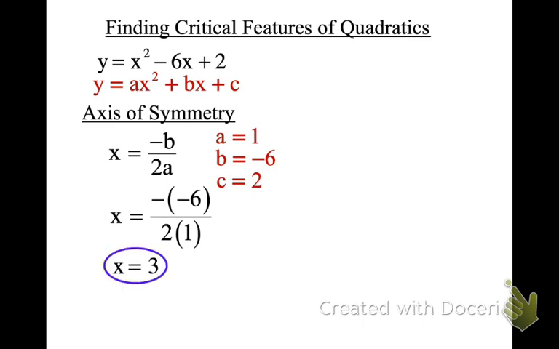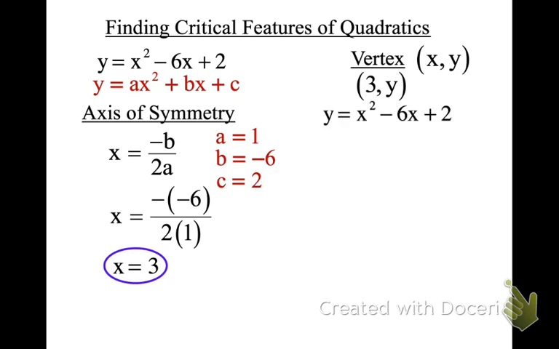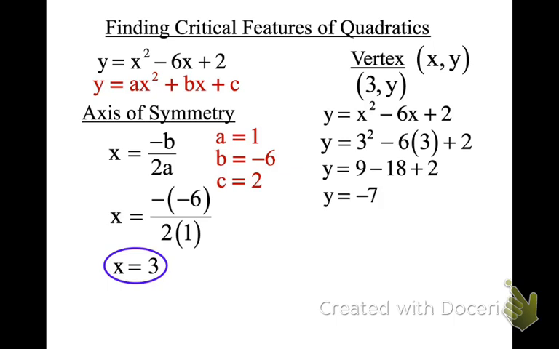Now, I'm going to take that axis of symmetry, and remember, that is the x in our vertex. I'm going to take the original quadratic equation, which is right here, and substitute the 3 in for the x in the equation and solve for y. So I'm substituting. I get 9 minus 18 plus 2. And then we end up with negative 9 plus 2 is negative 7.